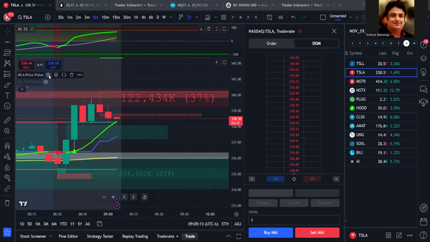We take Tesla because we saw there was a huge sell order block. But because the trend is bullish, it may also break it.